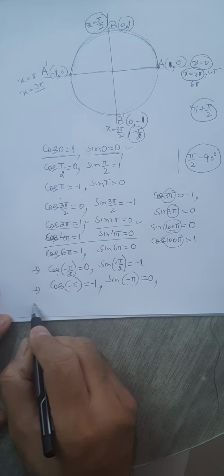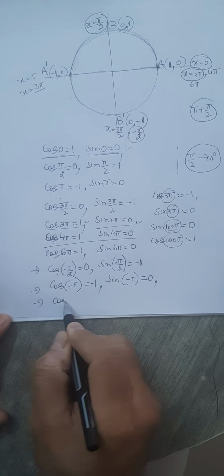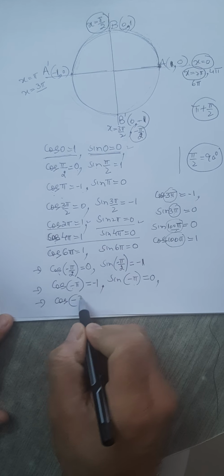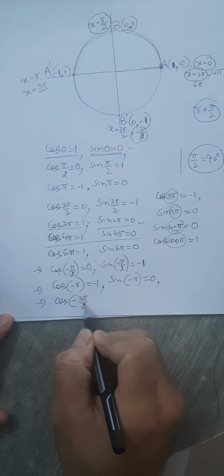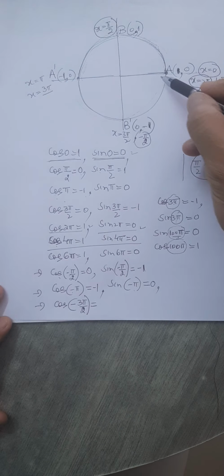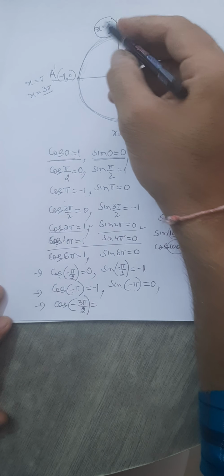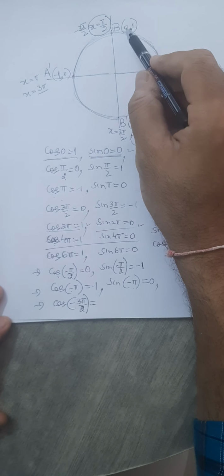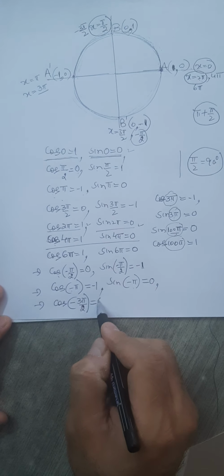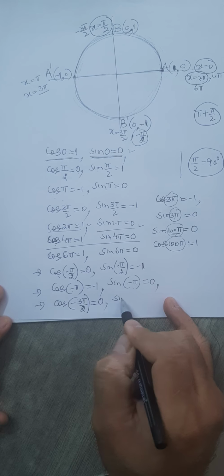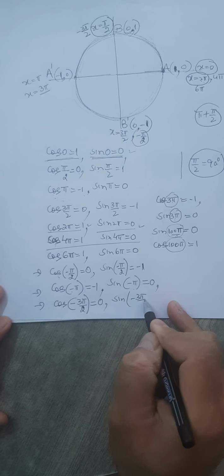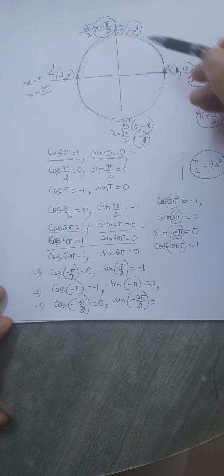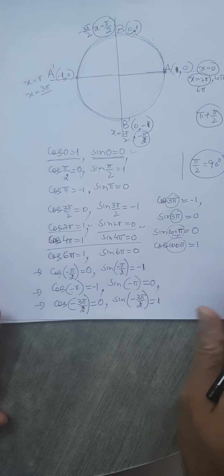Okay. Suppose next I want one more. Let me write cos minus 3 pi by 2. Where is minus 3 pi by 2? On the unit circle, you start from here and you reach here. So this is minus 3 pi by 2. First coordinate is 0. So cos minus 3 pi by 2 is 0. What is sine minus 3 pi by 2? It would be the second coordinate here. So it will be 1.